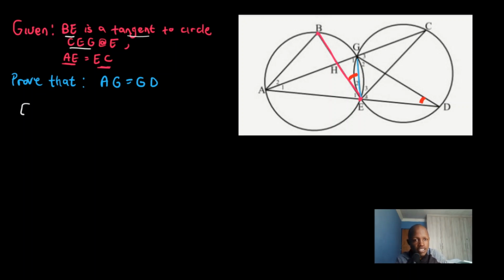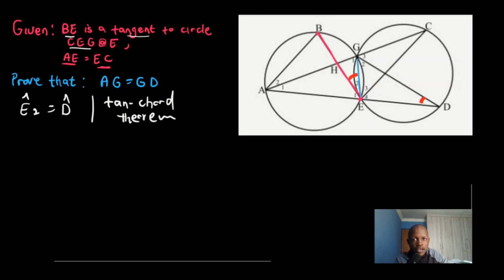I'm going to say angle E2 is equal to angle D. What's the reason? Tan chord theorem, right? And then another thing I'm sure you all can notice is that angle D is equal to angle C.